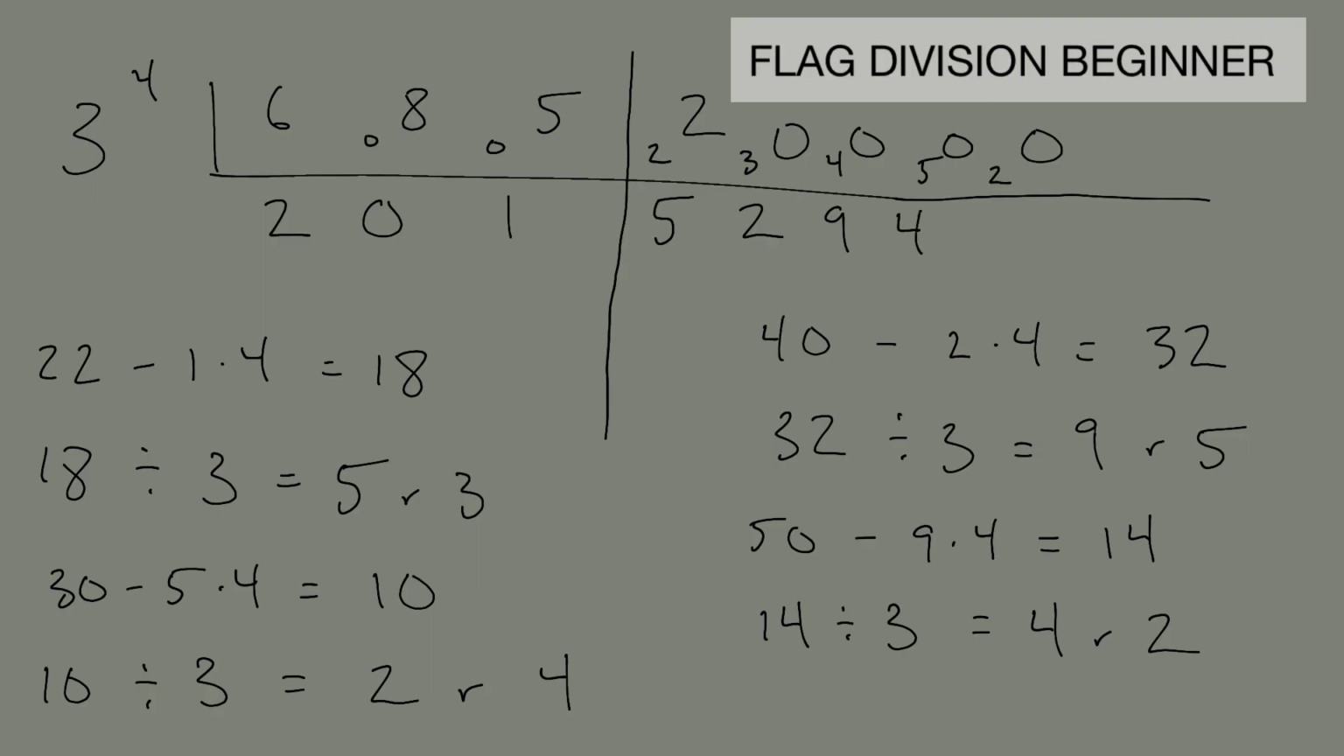And you just keep going on. If you want this decimal longer, you keep going on. I usually stop after 4 or 5 decimal places. So this is our answer here, 201.5294. We'll go ahead and erase some of this work.